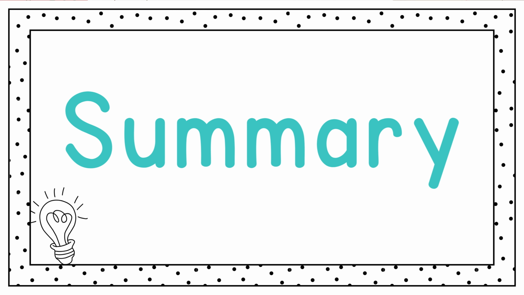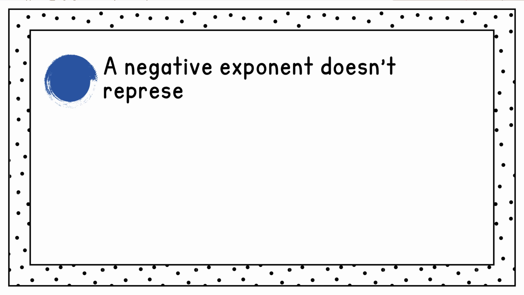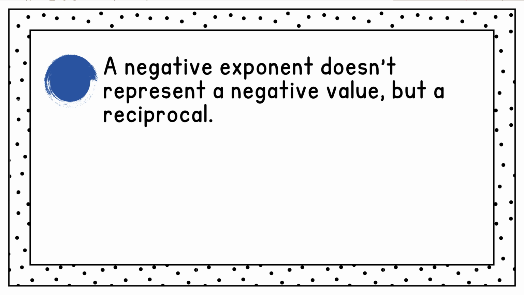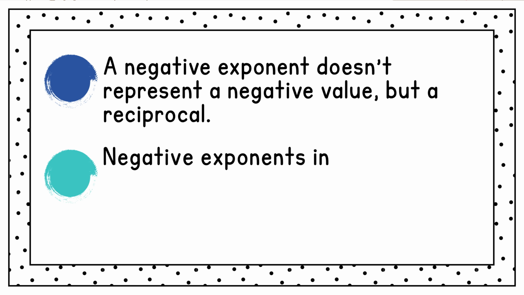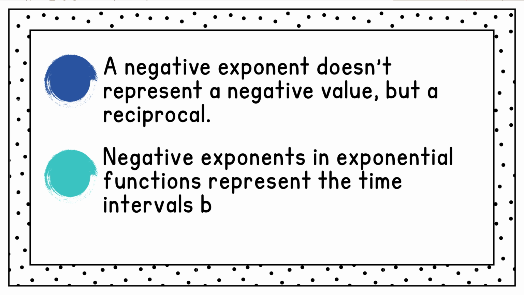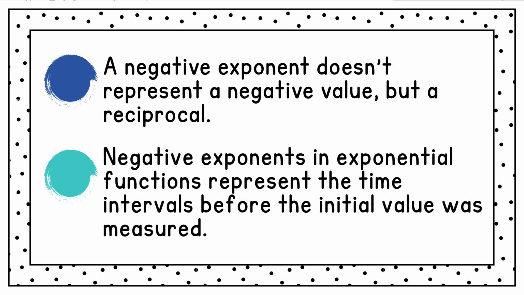Now let's recap what we've learned. A negative exponent doesn't represent a negative value, but a reciprocal. Negative exponents in exponential functions represent time intervals before the initial value is measured.